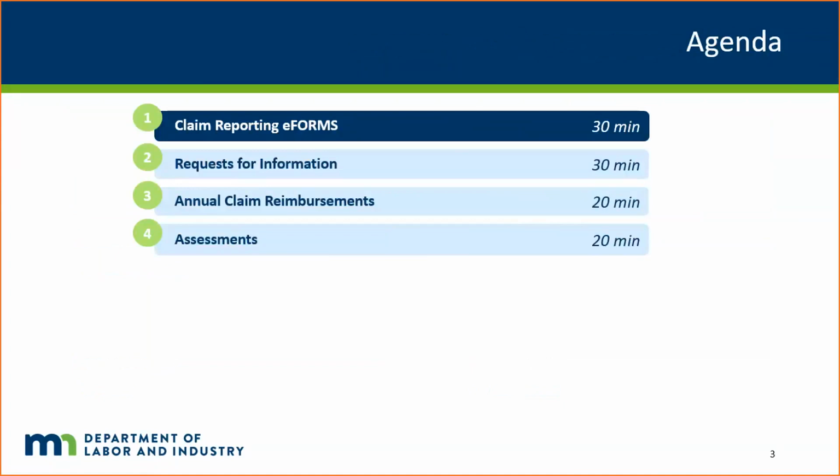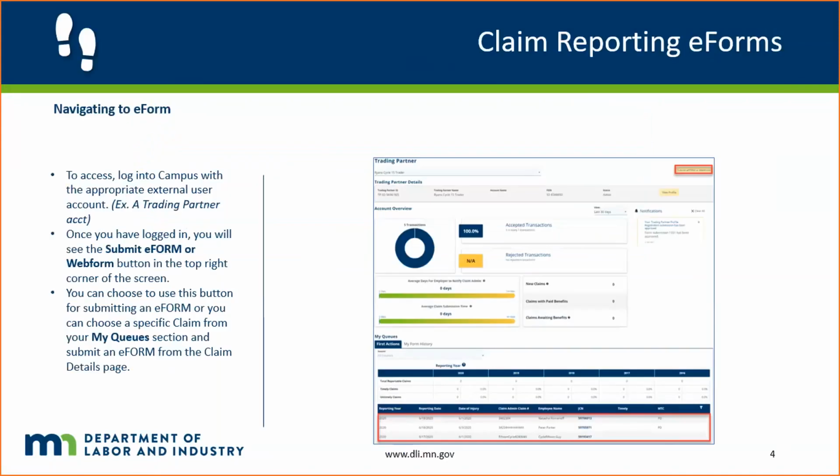So you can see the agenda. We'll discuss claim reporting via eforms. Then we'll jump into requests for information, then annual claim reimbursement process, and then finish up with assessments. So jumping into the claim reporting for eforms.